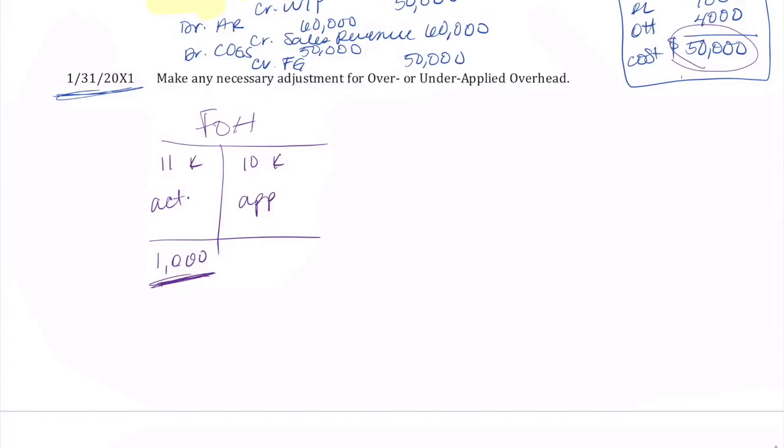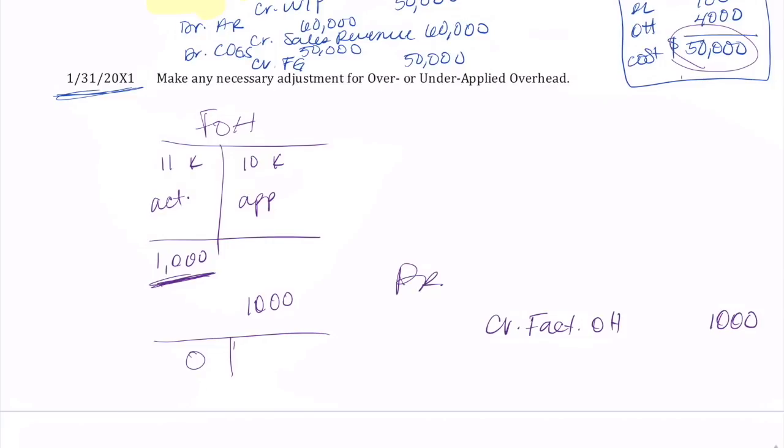So what I'm going to do is I'm going to make an adjustment. To adjust factory overhead to 0, I need $1,000 credit. Okay? And then this account will be zeroed out. So I'll just put a 0 here. Okay? So I know I'm going to credit factory overhead for $1,000. That's what has to happen for this to go away. The debit can be WIP, finished goods, or cost of goods sold. Those inventory accounts that are holding those manufacturing costs.